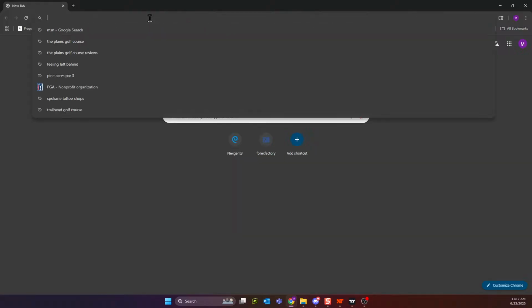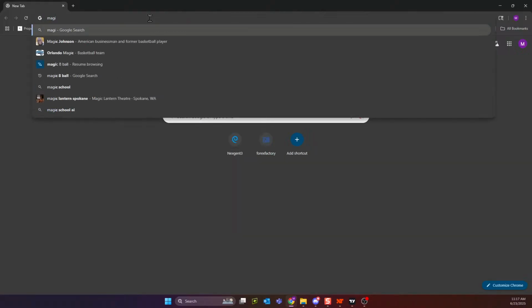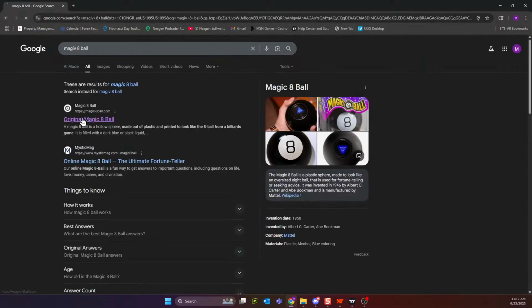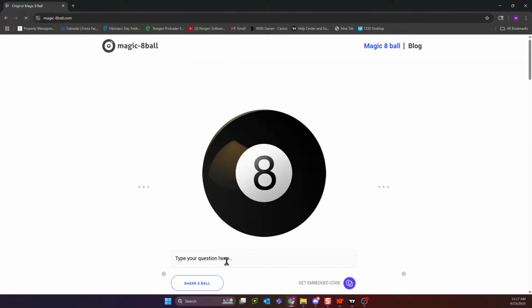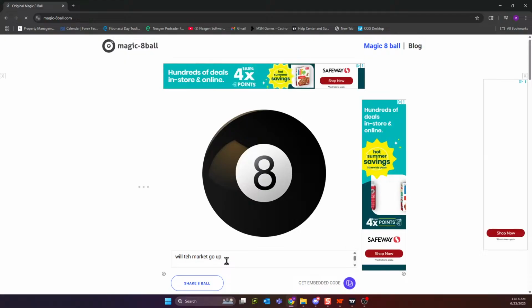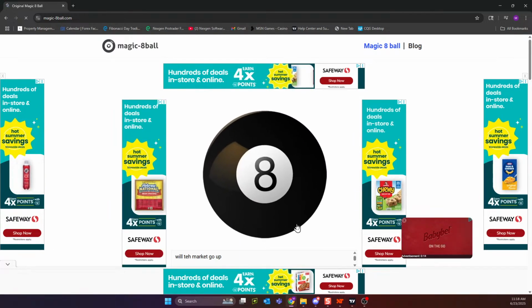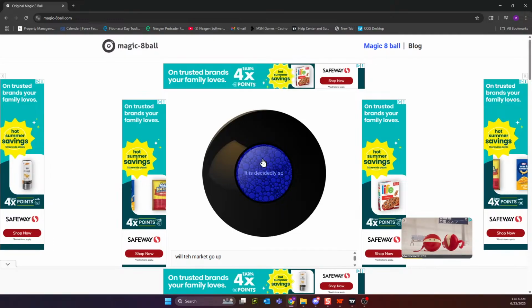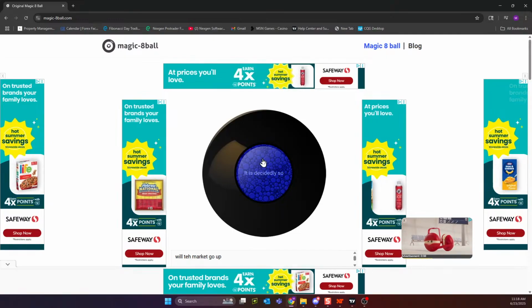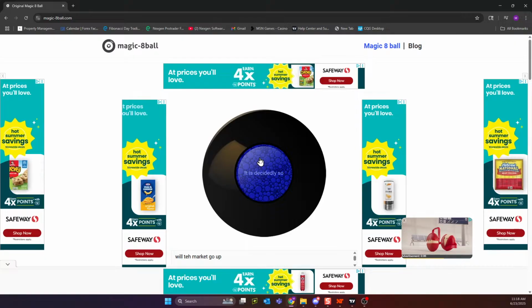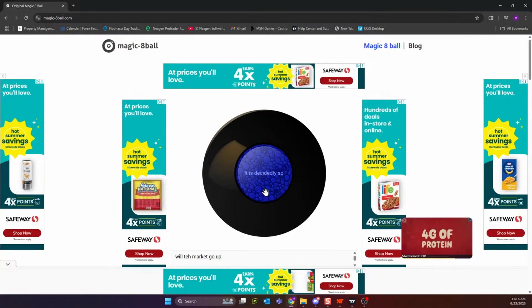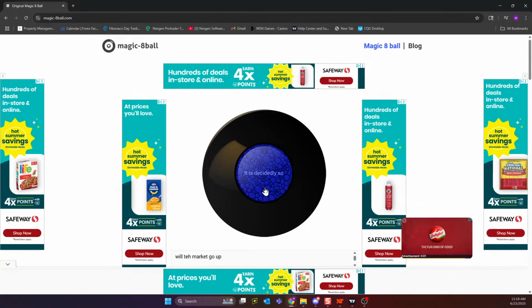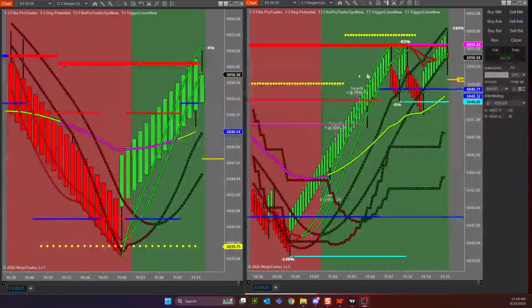So one thing you can do, guys, and this is foolproof. I mean, this is as scientific as it gets. Is you can go to the magic 8 ball and you can say, will the market go up? And the 8 ball says it's decidedly so. So you can use this, and I don't know the effectiveness of the 8 ball, but that's about as close to prediction as you're going to get.